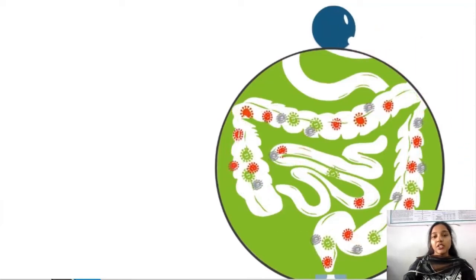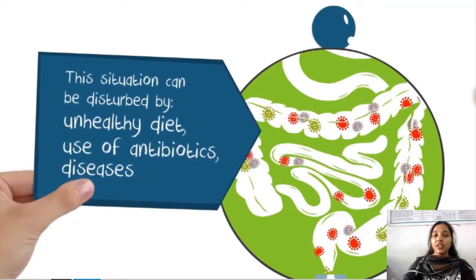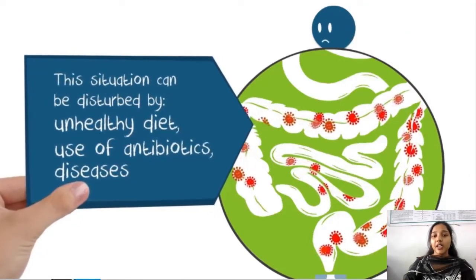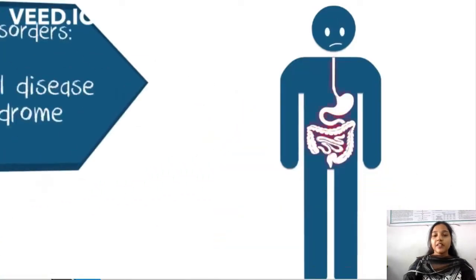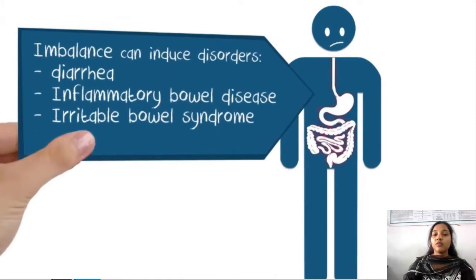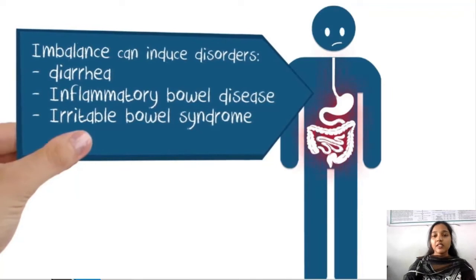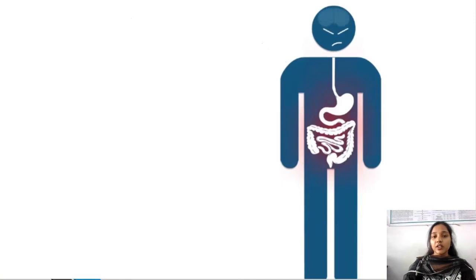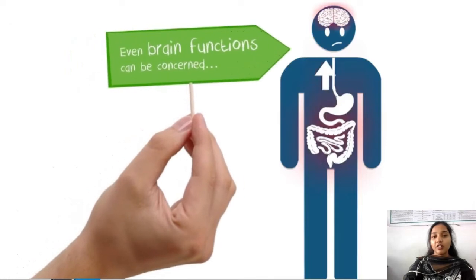However, the structural composition of the gut microbiota is affected by a number of factors like lifestyle, usage of drugs, stress, disease, or unhealthy diet, resulting in imbalance in the gut microbiota. This imbalance in the ratio of good to bad bacteria can induce disorders like diarrhea, inflammatory bowel disease, irritable bowel syndrome, and other gut-related issues. This imbalance also affects the bidirectional communication between brain and stomach, commonly called the gut-brain axis.